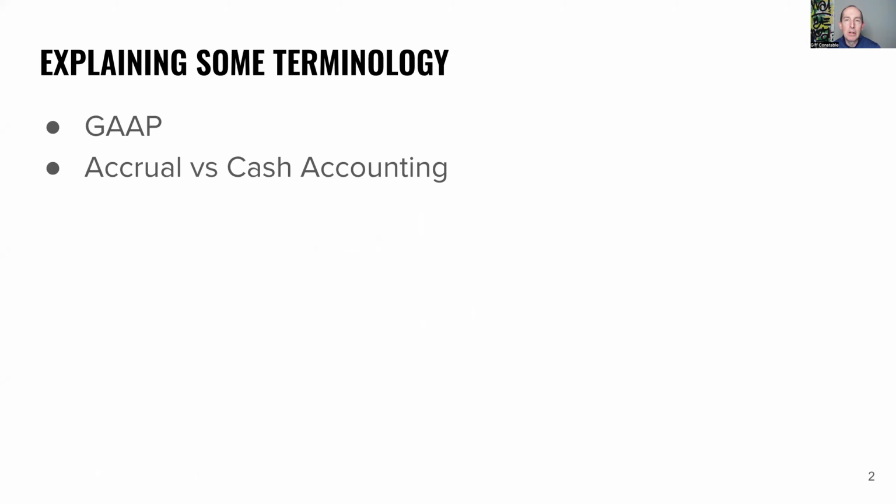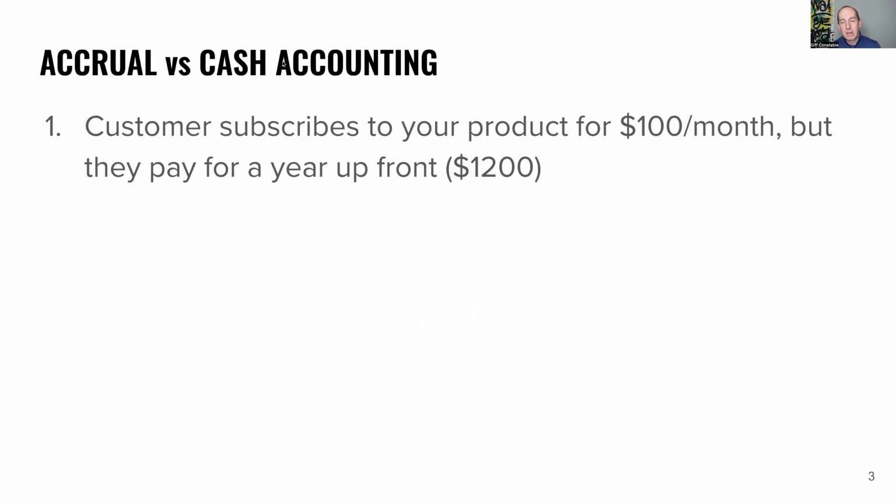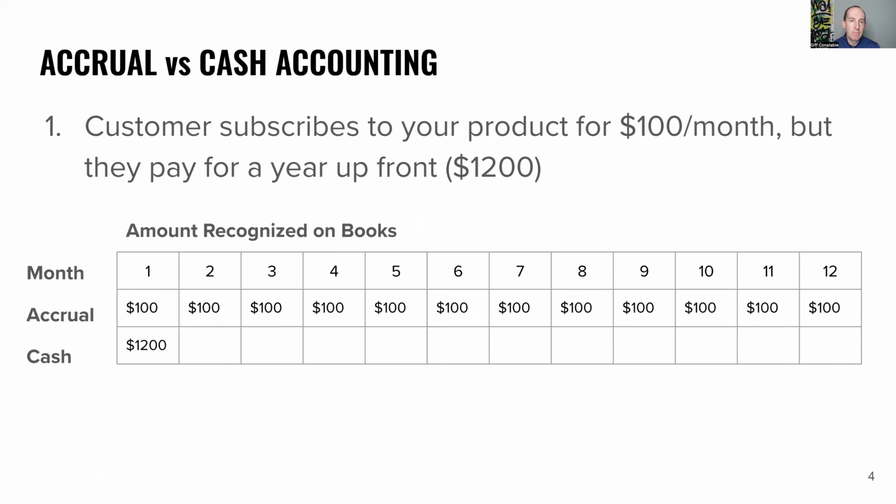The second is accrual versus cash accounting. Businesses will manage their books in one of two ways. And the easiest way to actually explain this is to give an example. So let's pretend that you're in, let's say, a SaaS business and people subscribe to your product for $100 a month. And they're going to pay upfront for the first year. So they're going to pay you $1,200. So how would you account for this with accrual versus cash accounting?